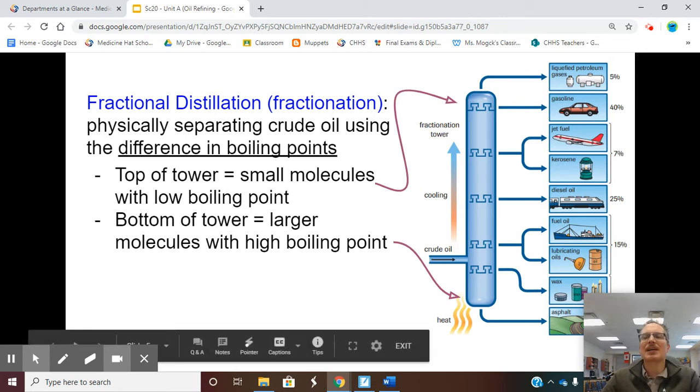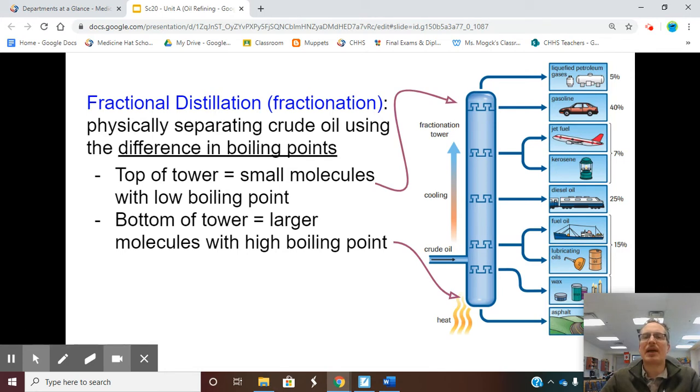Think about waxes or asphalt, right? When they pour it on to pave, let's say the highway, this is thick, heavy stuff. When they put it down, it doesn't run right away off the road. It's very viscous. It's very sticky. This stuff is more or less solid, and they've heated it up to get it into liquid form. These are big chain hydrocarbons.